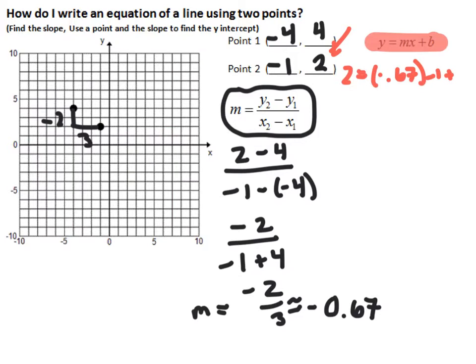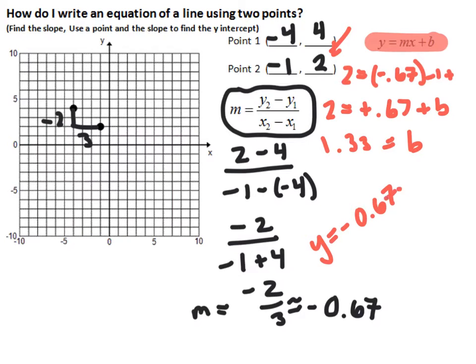Sorry, that seems to not quite fit over there, but let me keep going. 2 equals, this becomes plus 0.67 plus b, because the negative times the negative there. And then when that moves over to the other side, we get 1.33 equals our b value. So our final equation would be y equals negative 0.67x plus 1.33. So that's a little tricky.